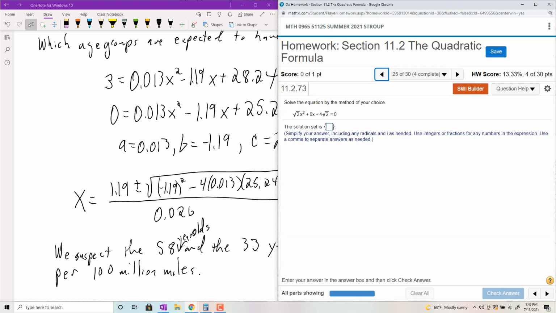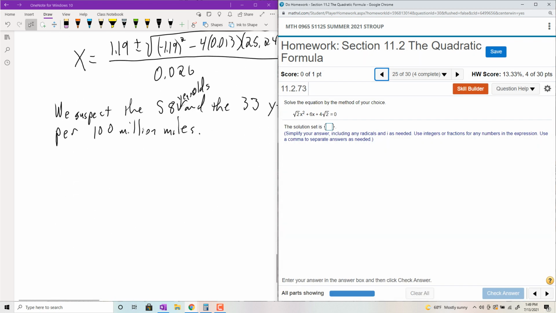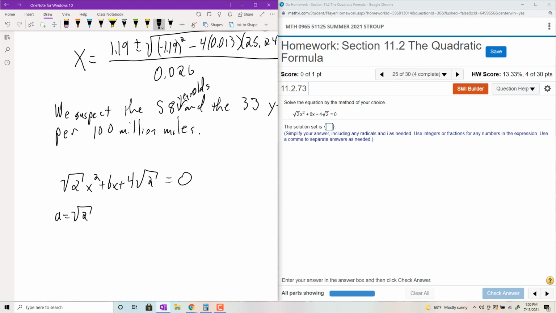I got rid of that one. This one looks kind of weird. Let's try this one. So I got square root 2 x squared plus 6x plus 4 square root 2 equals 0. So A is square root 2, B is 6, unfortunately my 6's look like B's, and then C is 4 root 2. I guess I'm going to try the quadratic.